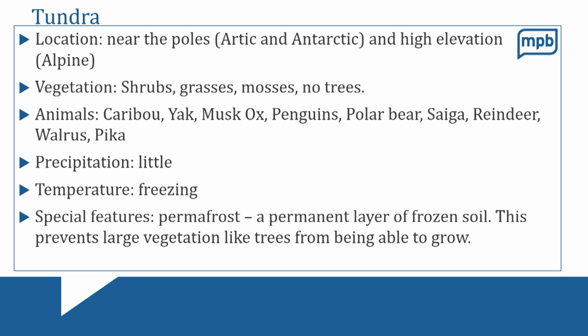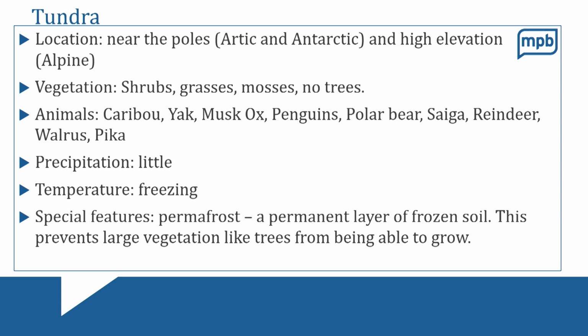Okay, what vegetations are in the tundra? Well, you're going to have plants like shrubs, grasses, and mosses, but one thing that's very important in the tundra is that there are no trees, and we'll talk about why that is here in just a second. Okay, the animals that you would find in the tundra are things like caribou, yak, musk ox, penguins, polar bears, a very interesting animal called a saiga, reindeer, walrus, and pika, which is a little rodent-like creature.